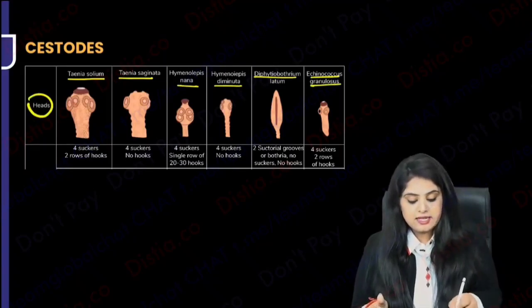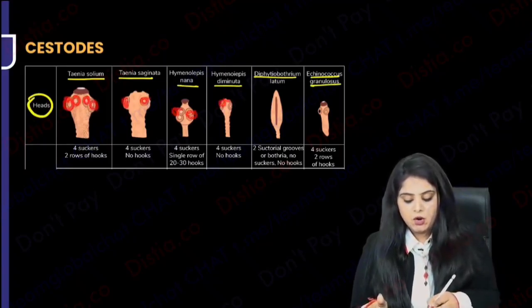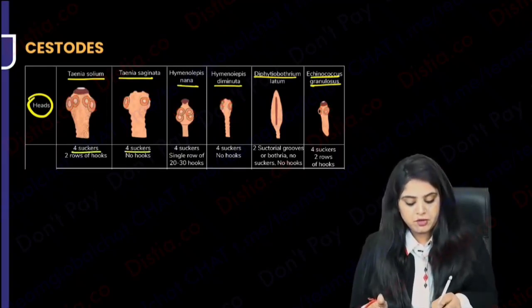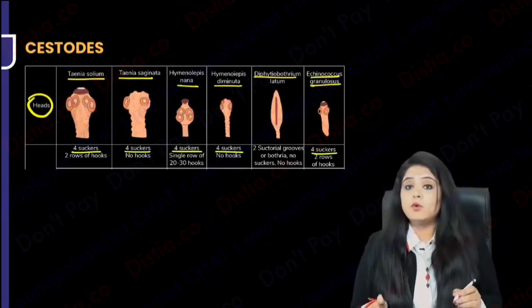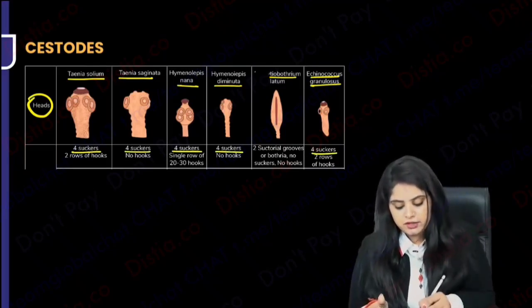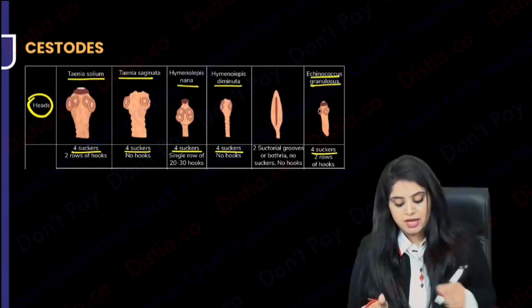If I look at their head end, in all of them I can see there are some round structures, right? All of them have round structures, and these are known as suckers. So all of them, for attachment, have 4 suckers. Which organism does not show you a sucker? So over here, this is one of the most important organisms that you have.